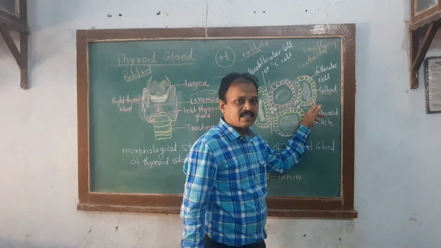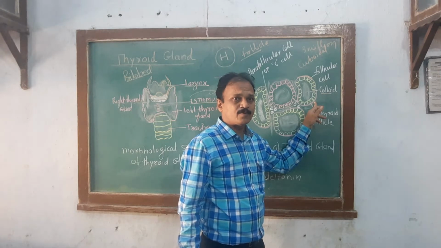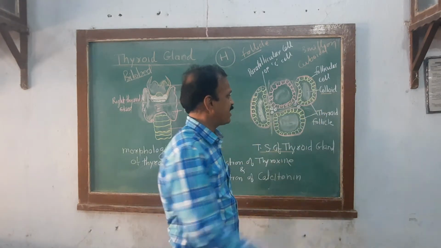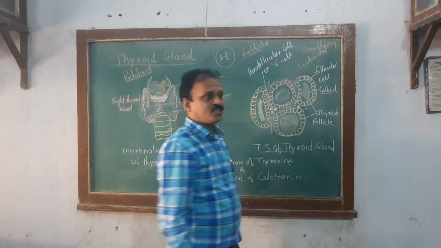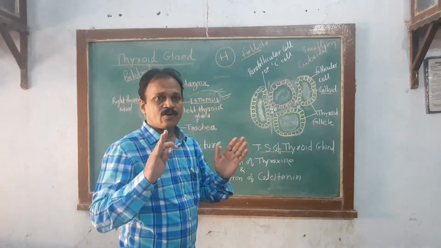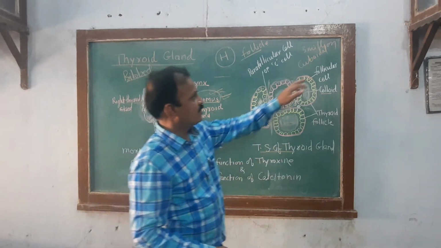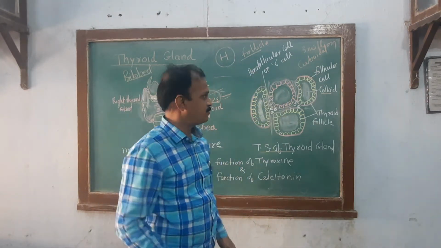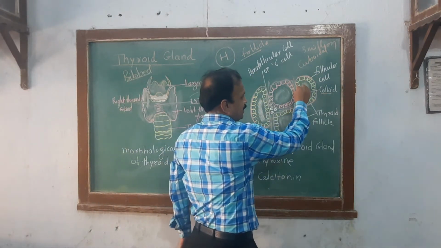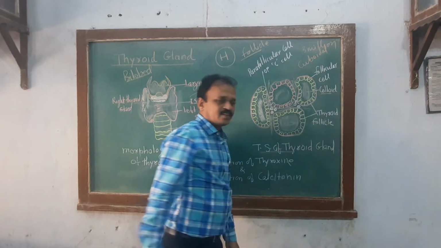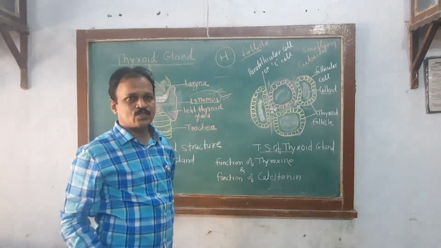What type of epithelium is there? Cuboidal. This is a neat point for you. There may be a question in the examination about which epithelium is present in the thyroid follicles. That is a cuboidal epithelium. These follicles are supported by connective tissue, a mass of tissue called the stroma.